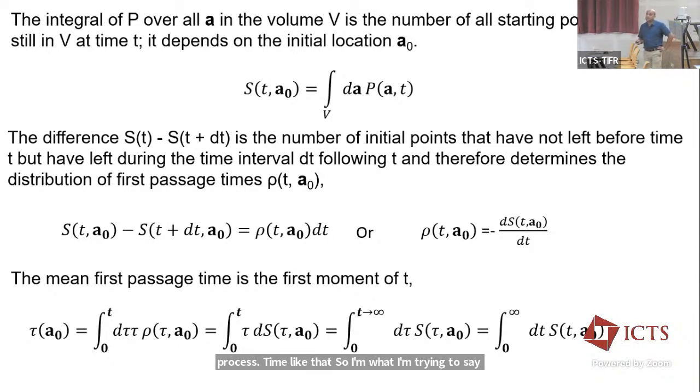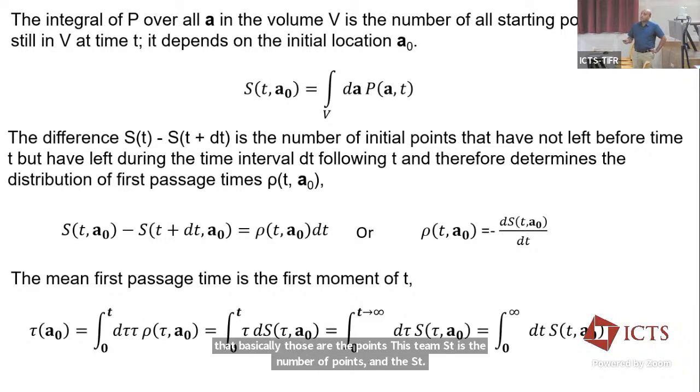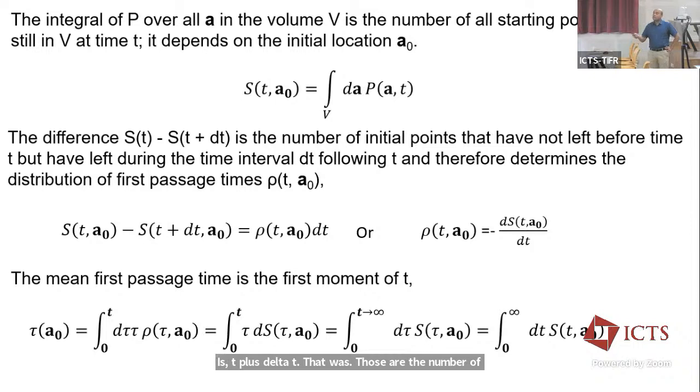So basically those are the points. S(t) is the number of points, and S(t) minus S(t plus delta t), those are the number of points that are not left after dt time. Okay, so those are the number of points that are not left.